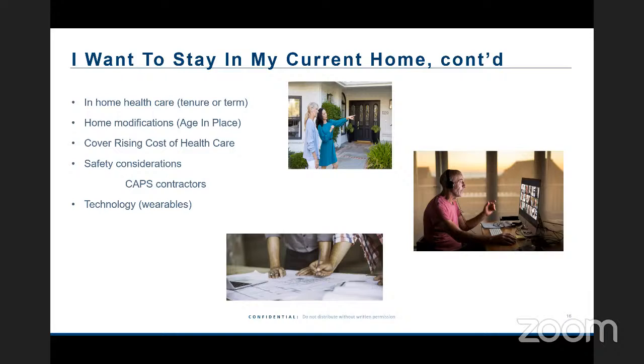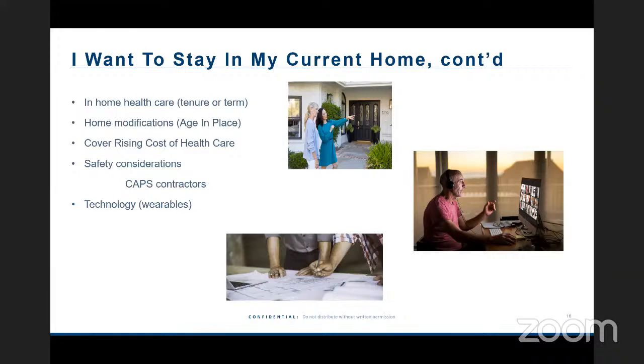Let's continue to talk about those who want to stay in their current home. Maybe they want to have in-home health care. A tenure or term payment could be used to provide those funds to pay for someone who wants to have home care come into the home. Also, if you're a home care company and you're listening to this today, think about if you have a client who might be running out of funds, might this be a solution? If they're very happy with the services, this might be just one use that they might have for reverse mortgage funds.